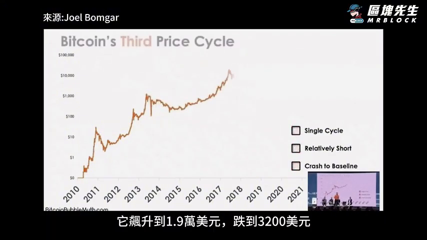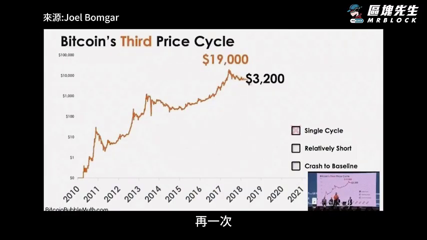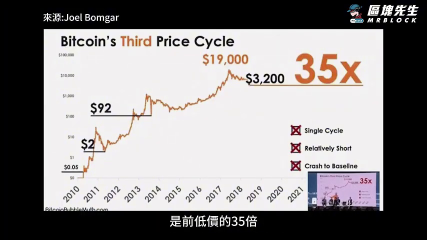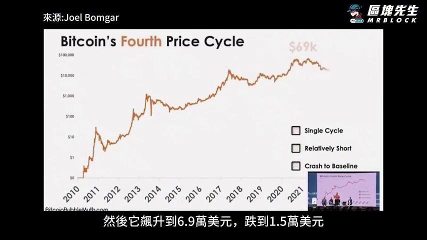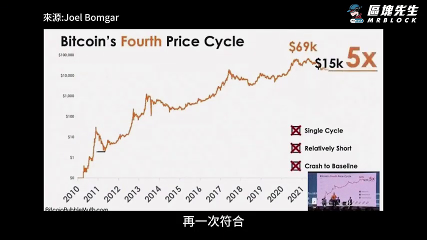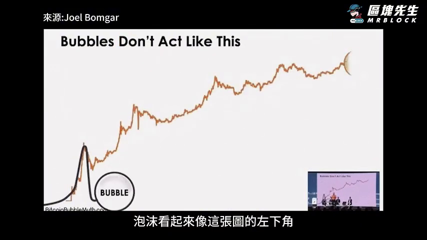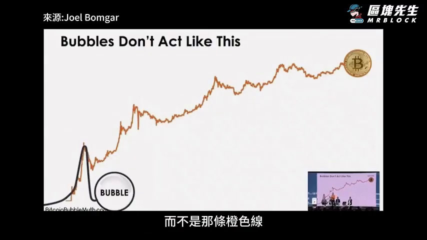Then what did it do? Well, it zoomed up to $19,000, down to $3,200, meeting, once again, none of the criteria of a bubble, 35 times the previous low price. Then it zoomed up to $69,000, down to $15,000, once again meeting none of the criteria of any historical bubble we have ever seen. Bubbles look like the bottom left of this chart. They do not look like the orange line.